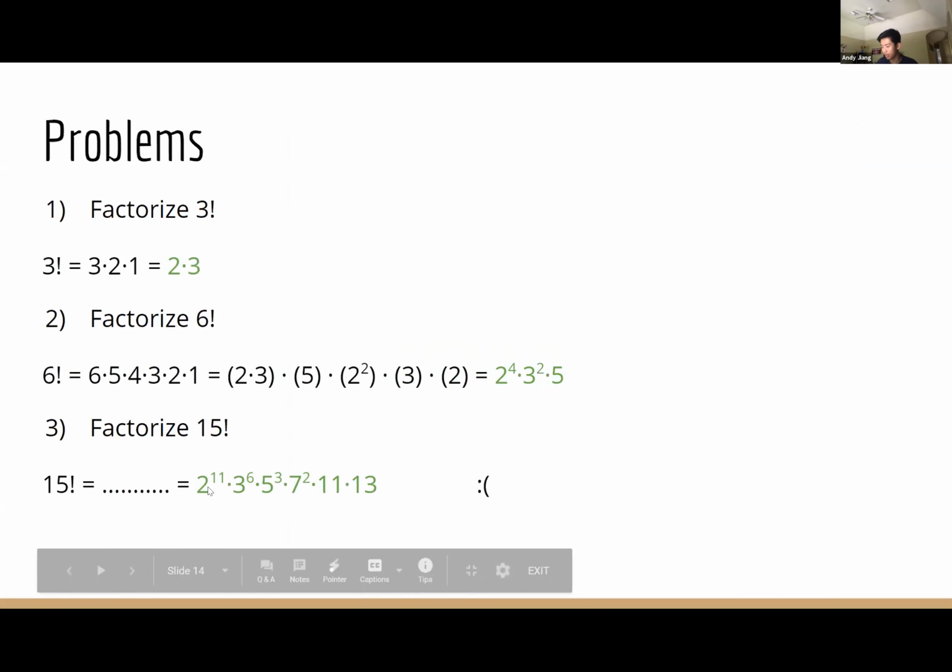Yeah, so this is the answer that you get. And if you did it using the method I'm about to talk about, then hopefully you got this answer.